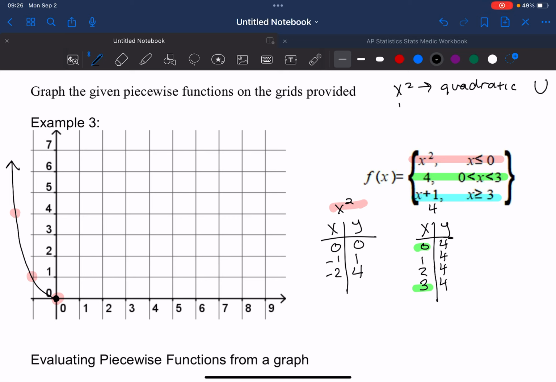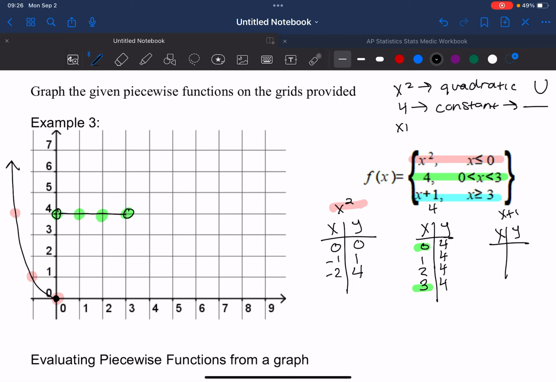So for 4, I'm going to get a constant, and it's going to look like a horizontal line. Plotting those points: 0, 4; 1, 4; 2, 4; 3, 4. At 0 and 3, they are open circles. So open circle, connect them. Now I have my last XY table for my x plus 1.